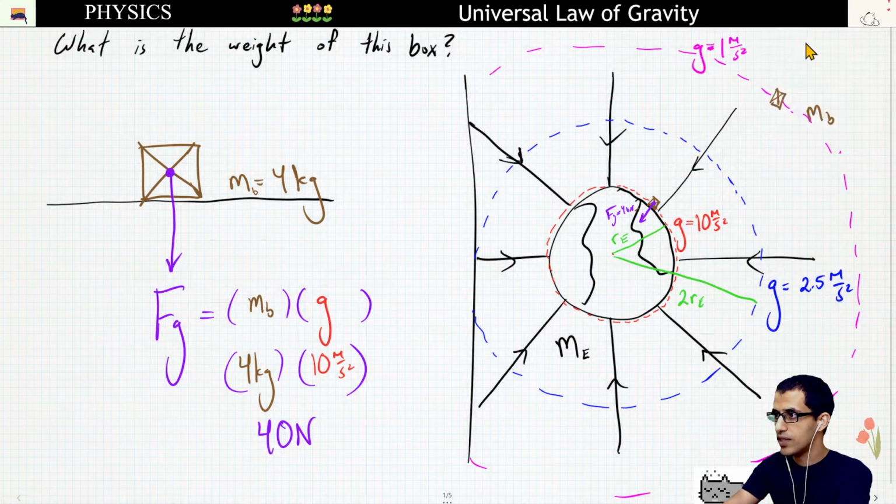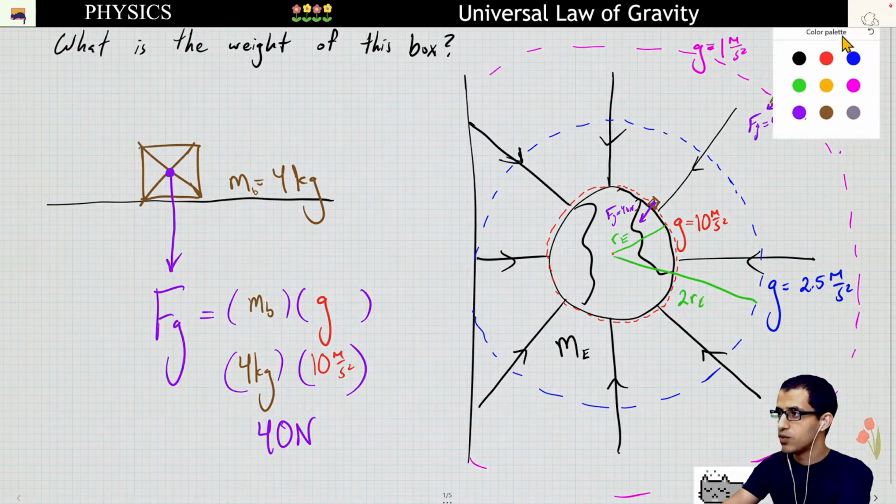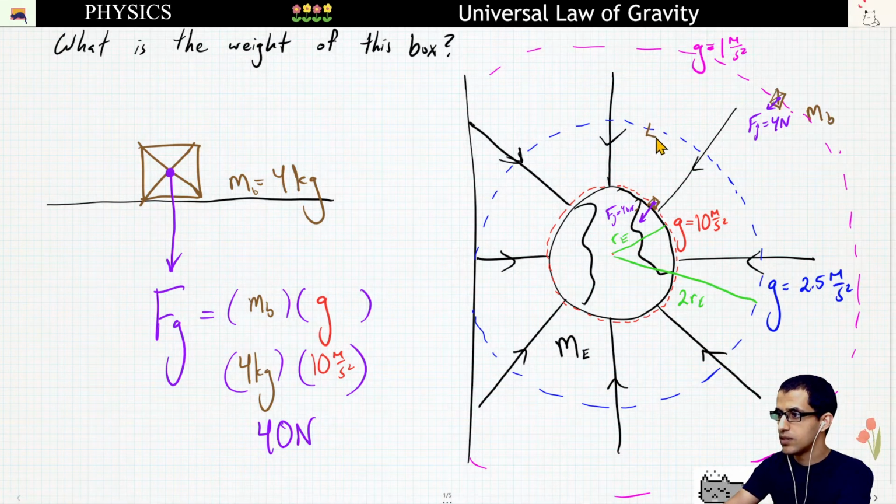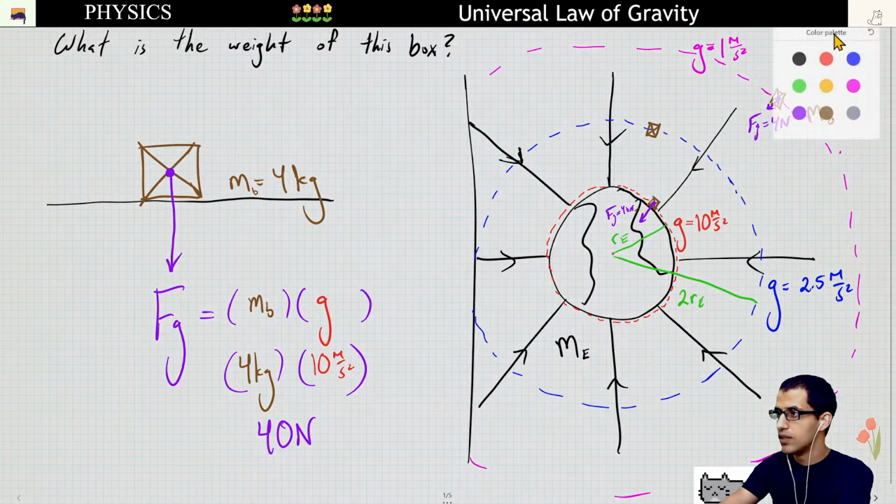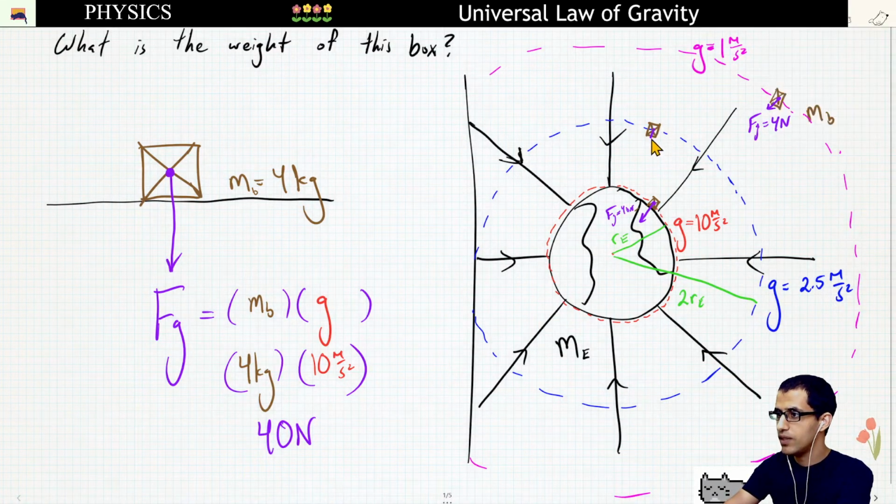So the force at this location, again, if we use the equation Fg equals m times g, it'll be 4 times 1, and we would get a force of 4 newtons. And if the box were placed at this location here, the force of gravity, the weight of the object, would be 4 times 2.5, so it would be 10 newtons.